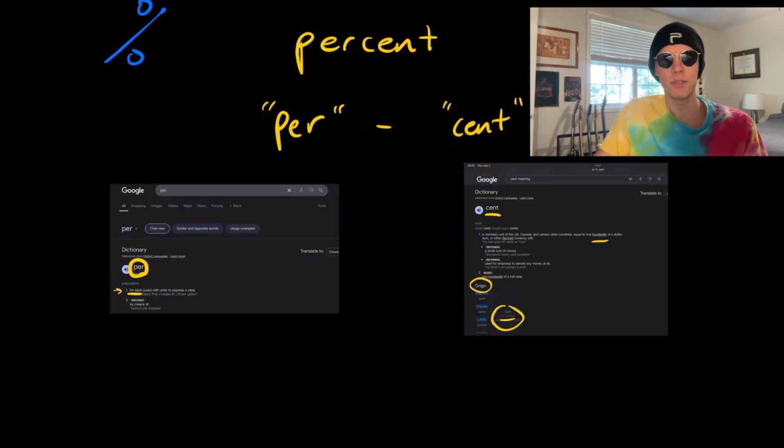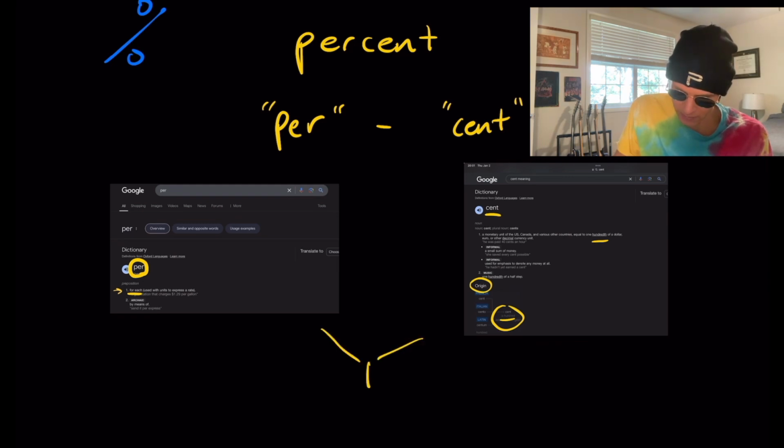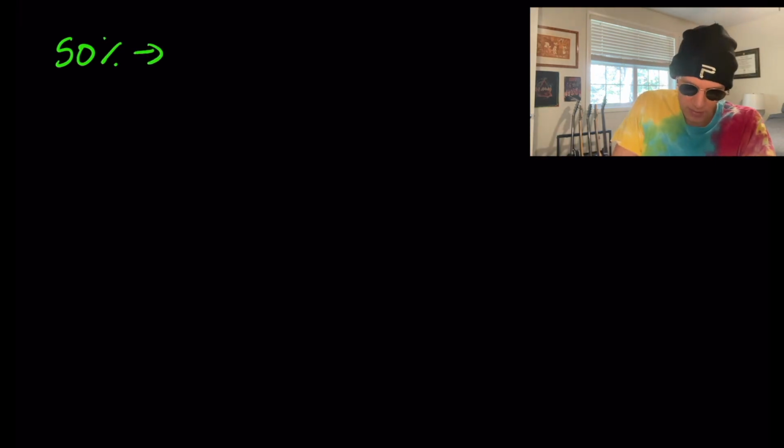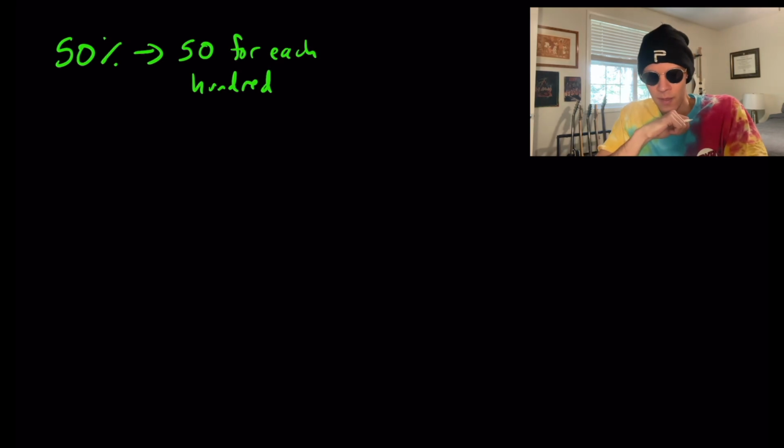So now, in addition to using the actual word percent, we can also combine these definitions and say that percent, another way to express that is for each 100. For each 100. Same thing as percent. So let's look at a couple examples just to illustrate this point. I'm going to take 50%, right? And instead of saying 50%, I can now say 50 for each 100.